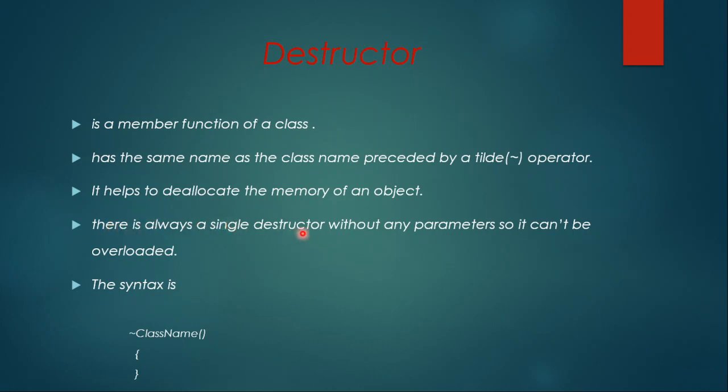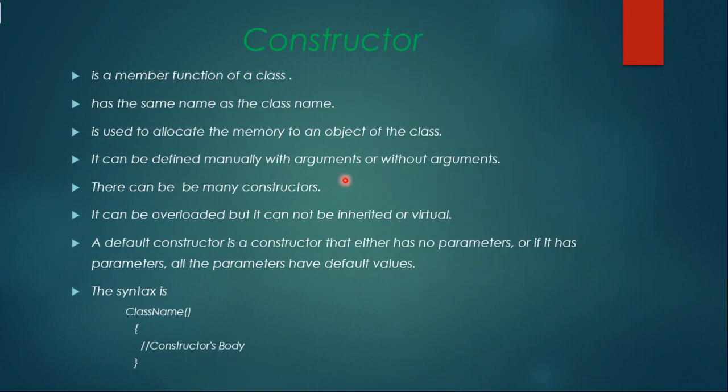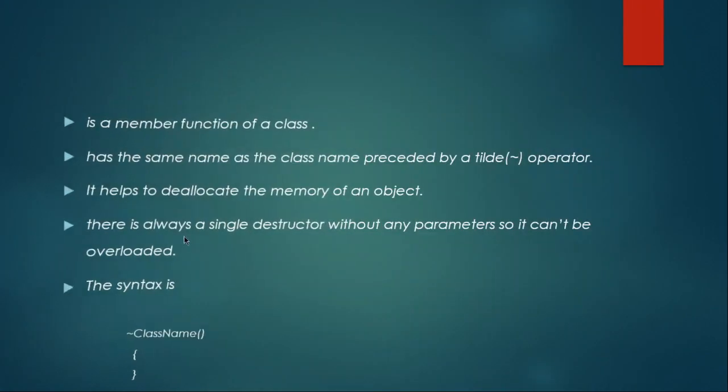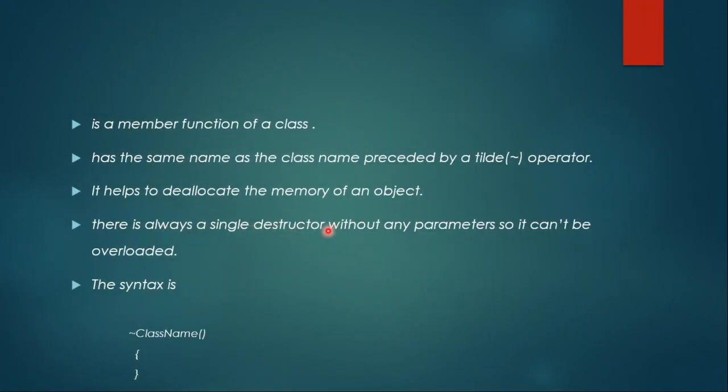There is always a single destructor without any parameters, so it cannot be overloaded. That is the main difference here. A constructor can be overloaded and can have a single parameter, no parameter or multiple parameters, but the destructor is a single destructor that cannot be overloaded. It is logical to think that the destructor destructs the memory area allocated by the constructor and releases it. The syntax is the tilde symbol, class name, and then open brace and close brace, with nothing else inside the definition.